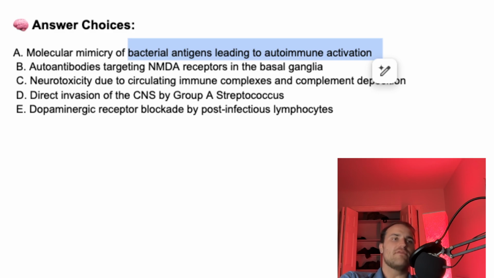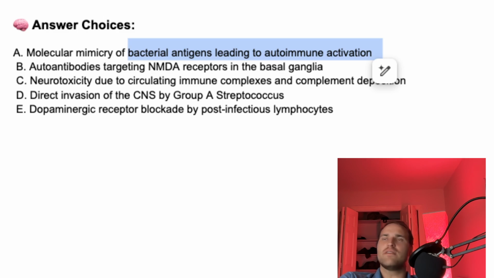Direct invasion of the CNS by group A strep. That one's nice because it has group A strep in it, but group A strep does not invade the CNS in rheumatic fever. It is an autoimmune process. It's not an infection of the CNS like meningitis, for instance. This is autoimmune, and this is the molecular mimicry. So it's not invasion of the CNS, and that's why it's not D.